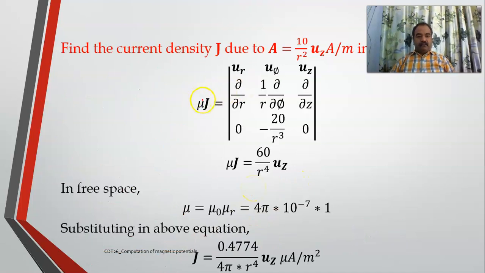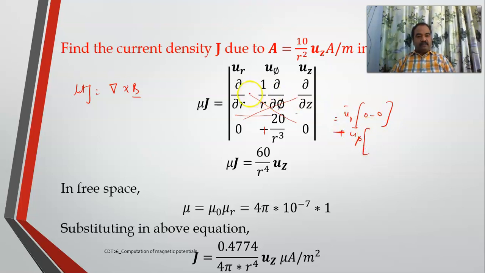So now again I am supposed to do, because mu j is nothing but del cross b, again the same thing, but here b is in terms of 20 by r cube, so I'll get 20 by r cube. Again the same phenomenon here. For ur, I'll get 0 minus 0 plus u5, sorry, here minus u5, I'll get, yeah. So 1 minute, okay.